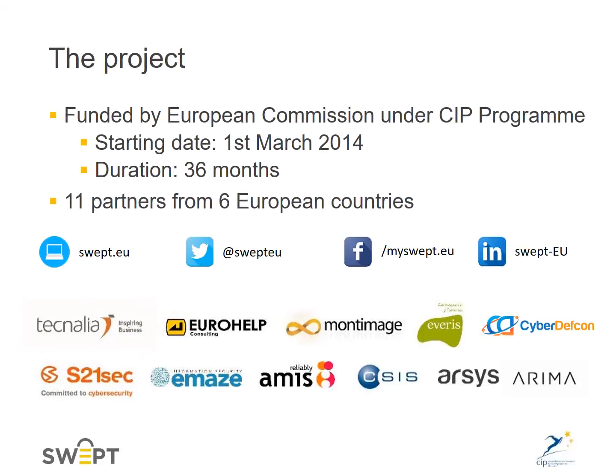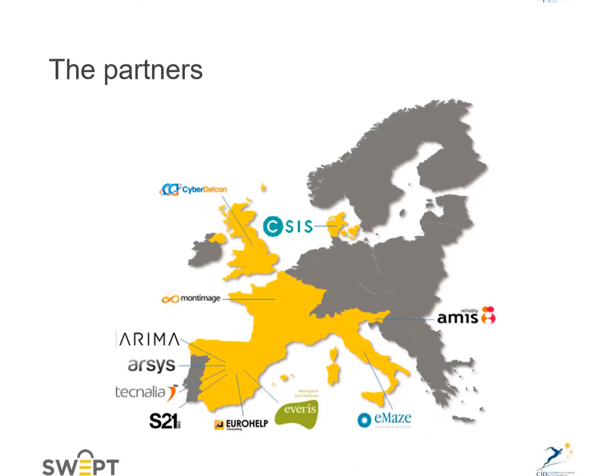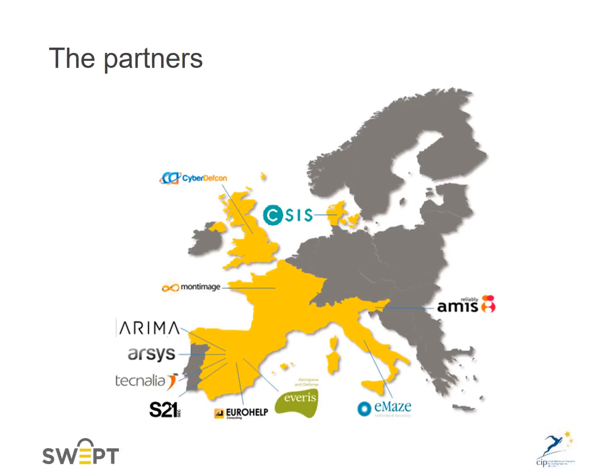The SWEPT project was founded to help solve the problem of insecure websites. The project itself is partially funded by the European Commission under the CIP programme. The project started in March 2014 with a duration of 3 years, and there are 11 partners from 6 countries. Here you can see the distribution of the partners within SWEPT. As you can see, there are a few partners in Spain, one in the United Kingdom, one in France, one in Denmark, one in Italy, one in Slovenia.